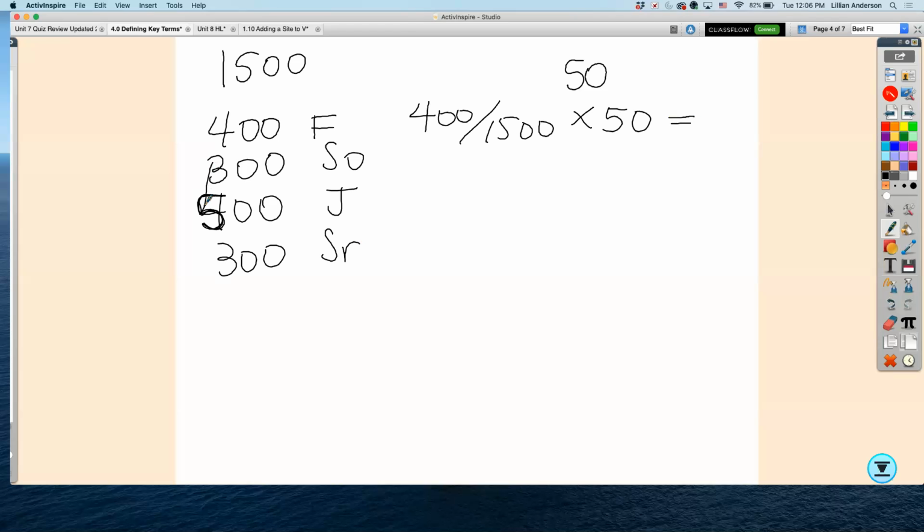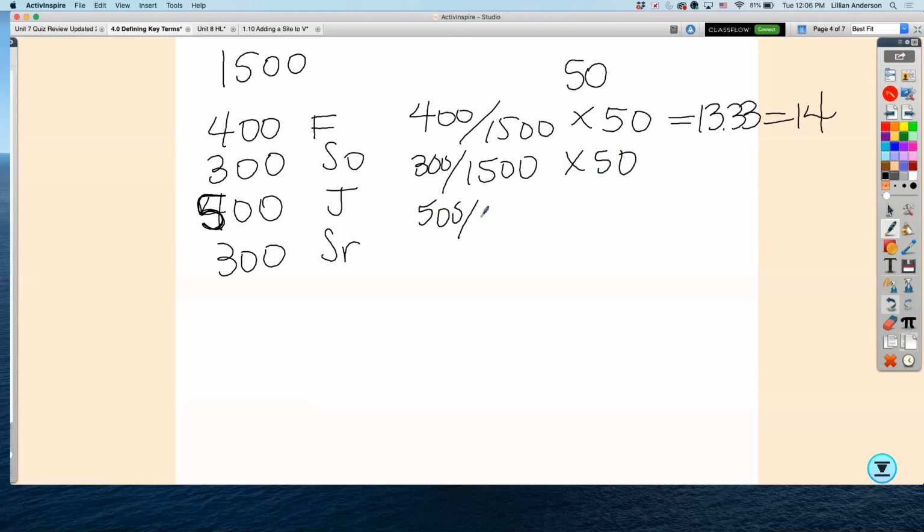I'm going to ask you for the other ones as well. So pull out your calculator. What is 400 divided by 1,500 times 50? It's 13 point what? So it's 13.33. So she's going to take about 14 students, right? Let's do the same thing for the sophomores and the juniors and the seniors to figure this out.